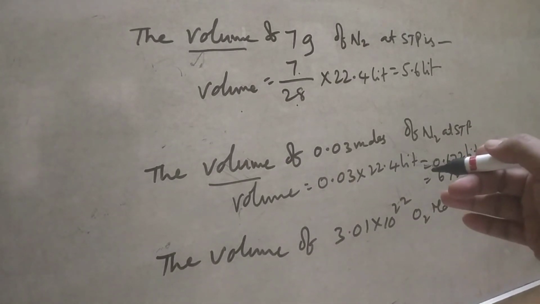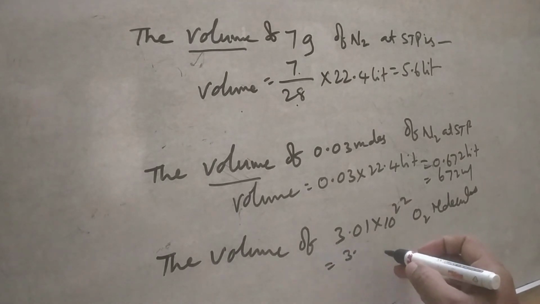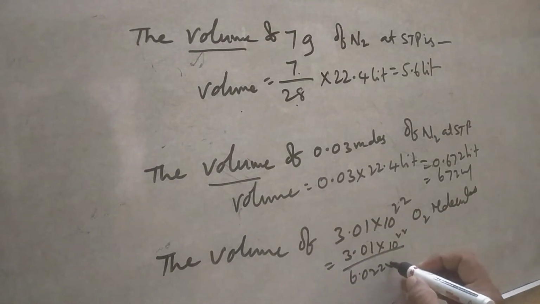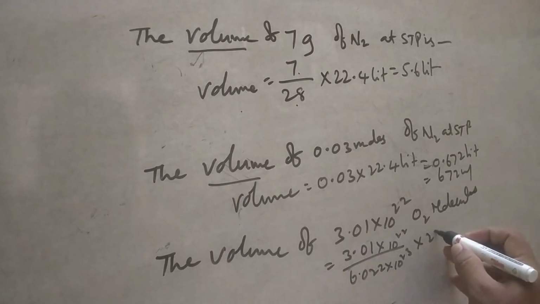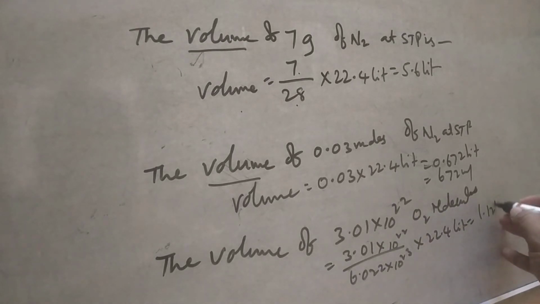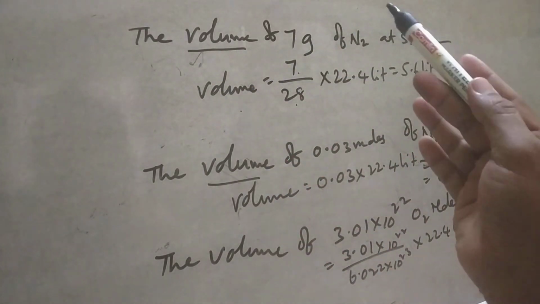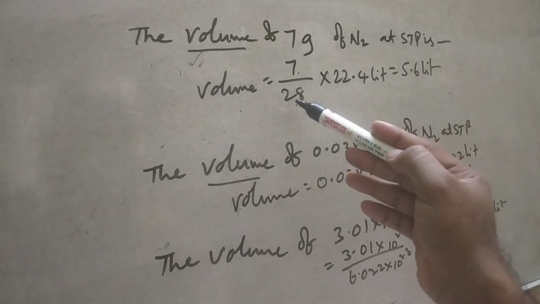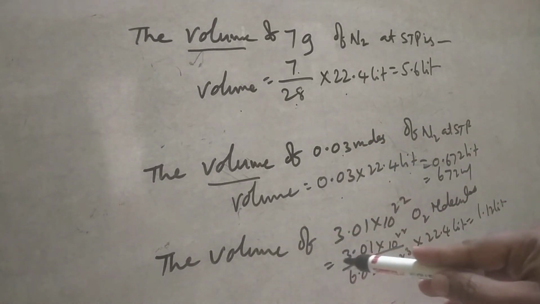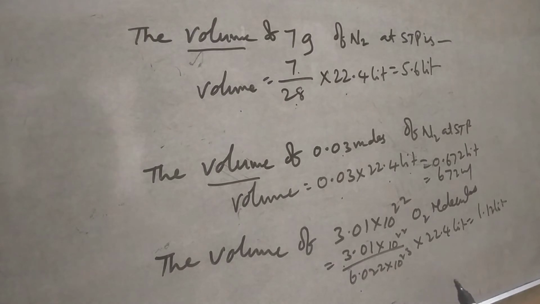Suppose the number of molecules are given, how will you calculate? If you want to calculate the volume, the given molecules, that is 0.01 into 10 to the power of 22, divided by Avogadro number 6.022 into 10 to the power of 23, then multiply with 22.4 liters. Why? You have to convert into volume in liters, and you will get 1.12 liters. So like this you have to convert. To calculate the volume occupied by a gas at STP: given mass divided by gram molecular weight into 22.4 liters. If moles are given, moles into 22.4 liters. If molecules are given, given molecules divided by Avogadro number into 22.4 liters.